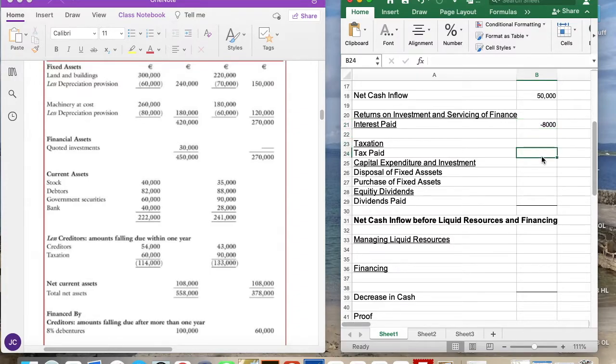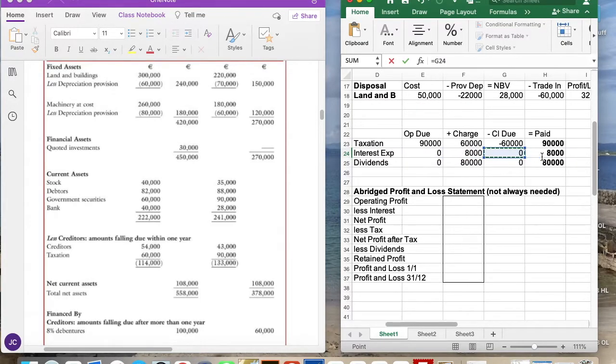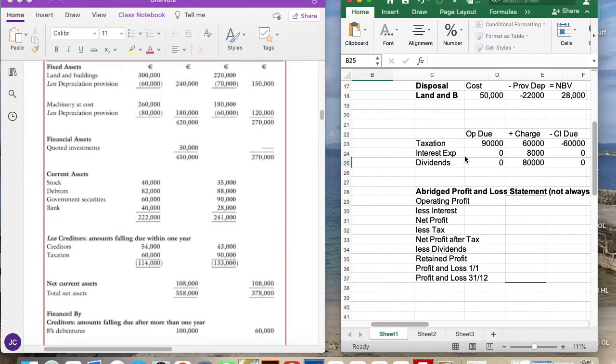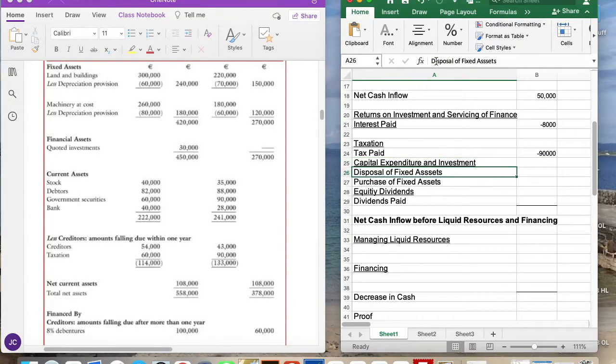Taxation: how much tax did we pay? Again, we look over here and can see that there was a charge for this year of 60 grand, and that's all due at the end, but we had 90 grand owing from last year, so we must have paid that 90 grand. We haven't paid the 60 grand from this year, and that's standard. Oh, and that has to be a minus number, so change the sign because it's an amount of money we've paid.